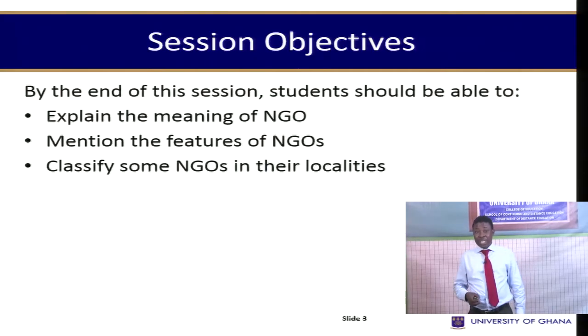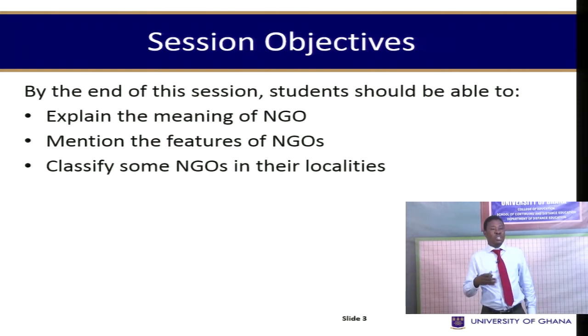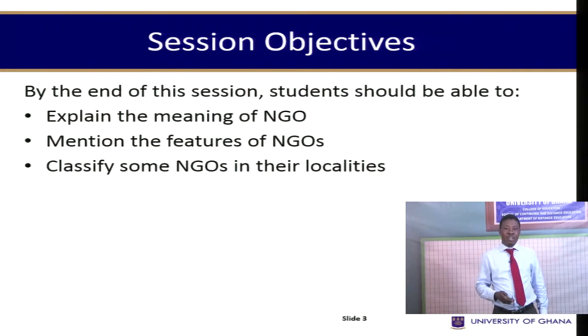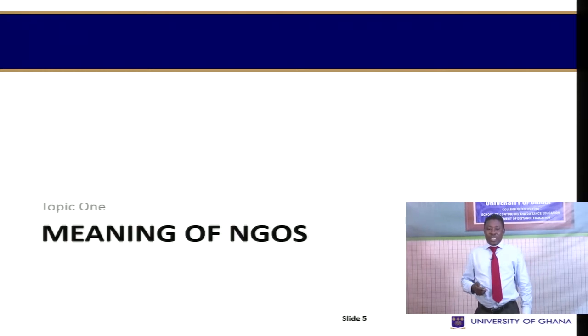So often we will say this is a very practical course, and so you will be required to pay particular attention to the key practical elements that we are going to be going through. So in this session, we are going to take you through this introductory part of what an NGO is and what NGOs do. By the end of this session, we expect that you should be able to explain what an NGO is, mention the key features of an NGO, and classify NGOs based on either their locality, their function, or the kind of role that they play. So what is an NGO?